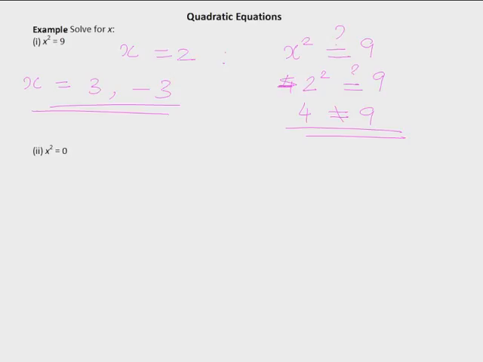How about x square equal to 0? Well, again, I know there's only one solution in this case. It's 0. Because 0 square is 0. And no other number square is 0. So there's only one solution, x equal to 0. So quadratic equations of the form x square equal to something seem simple enough to solve.